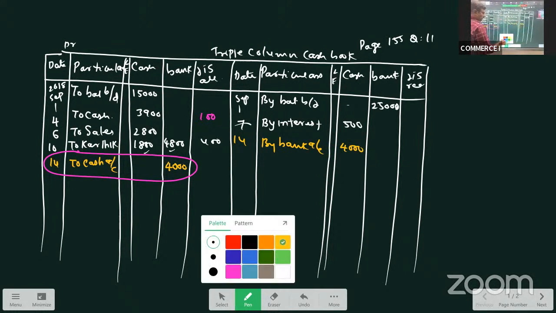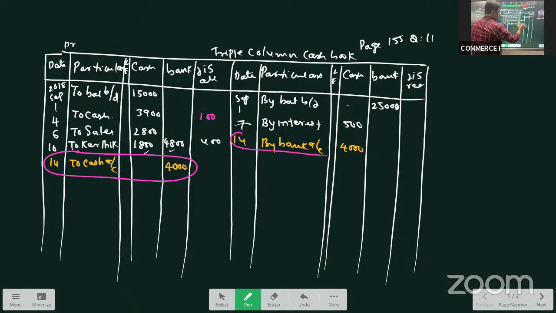To cash, amount in the bank column. By bank, amount in the cash column. And to denote it, we write the letter C in LF column.